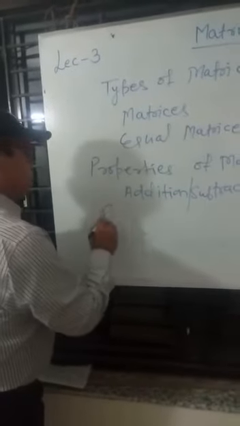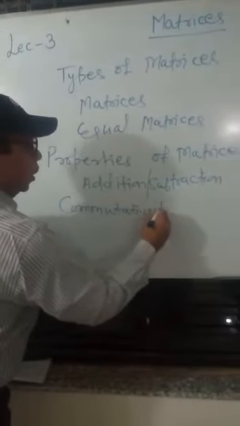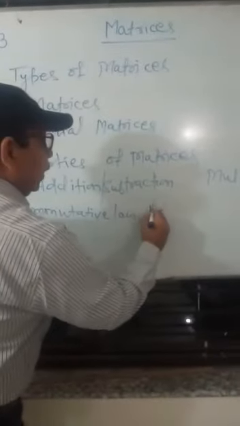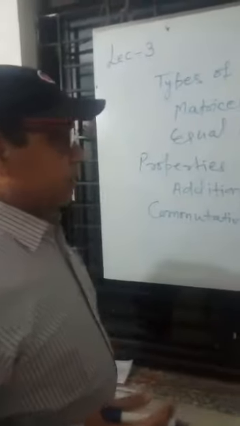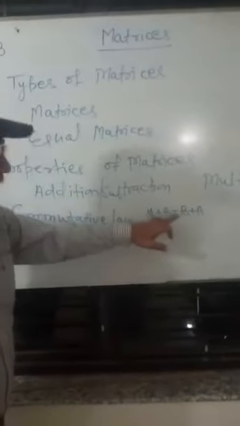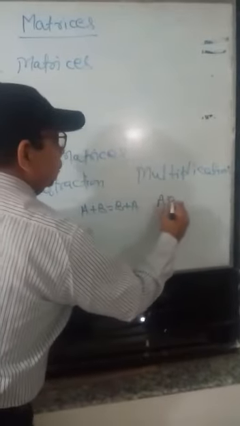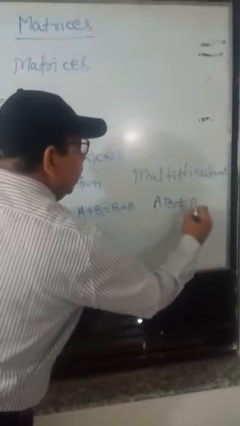First, commutative law. In case of addition, if you add matrices in different order, that means A plus B is the same as the result of B plus A. But in case of multiplication, commutative law does not follow. AB is not equal to BA.